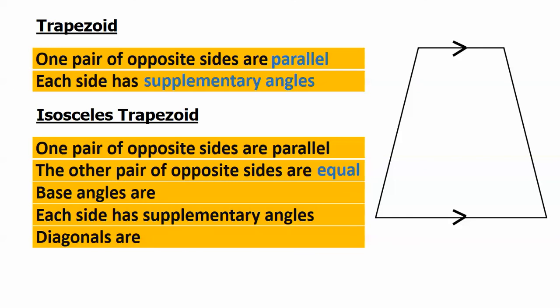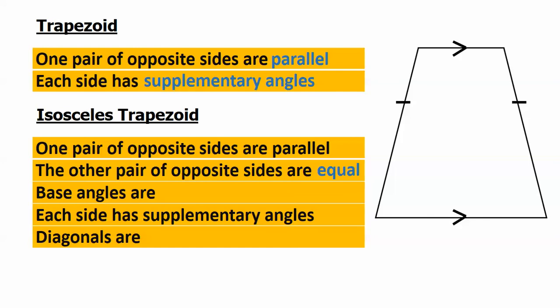In an isosceles trapezoid, again, one pair of opposite sides are parallel, but now we're going to find that the other pair of opposite sides are equal. That'll be these right here. And remember, when things are equal, we're going to mark them with straight lines.